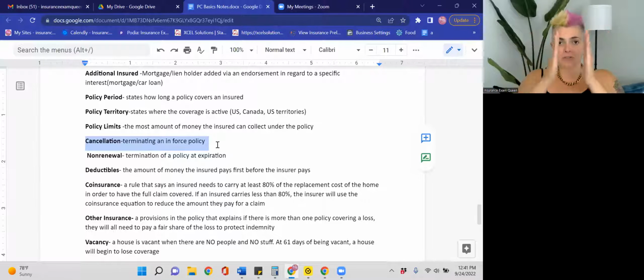So my policy, so think of a policy period. Let's say this is a 1-year period. My policy is starting on this date and ending on this date, and this represents 1 year of time. Cancellation would be ending the policy somewhere along this timeline. Between the start and the end, cancellation would be ending this policy, okay? That's cancellation. Termination of an in-force policy.